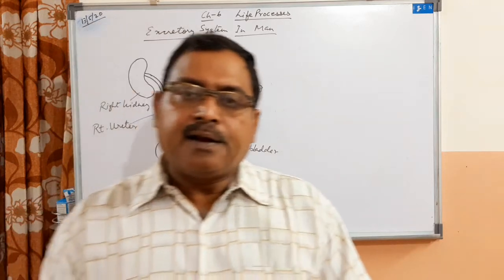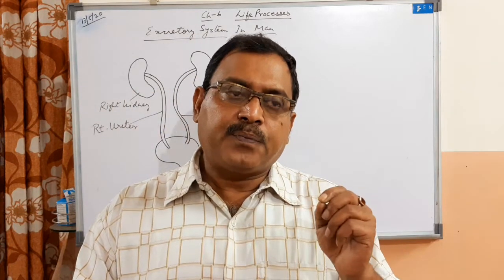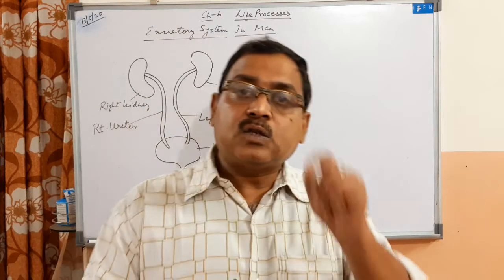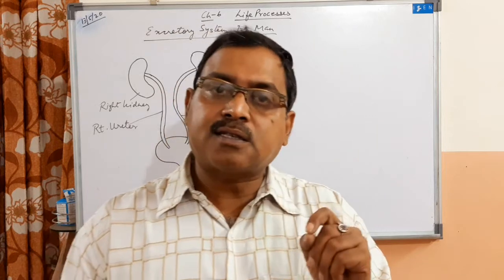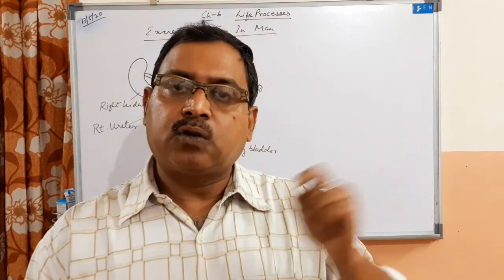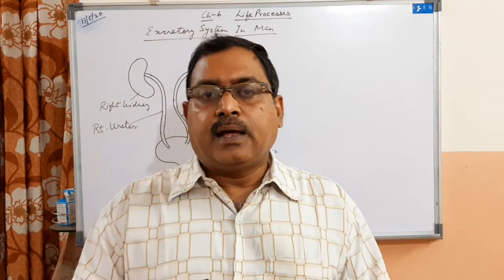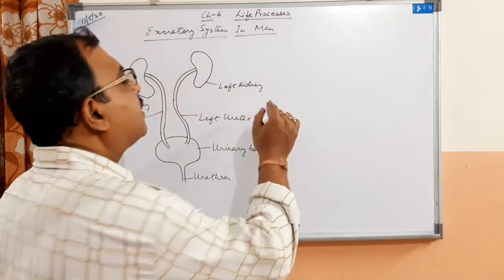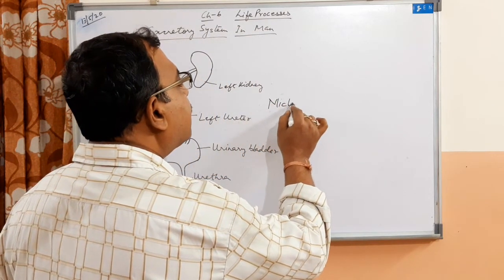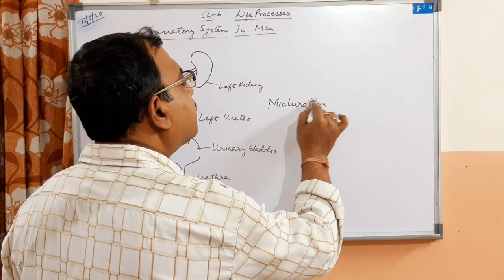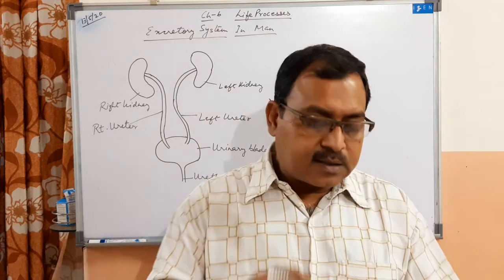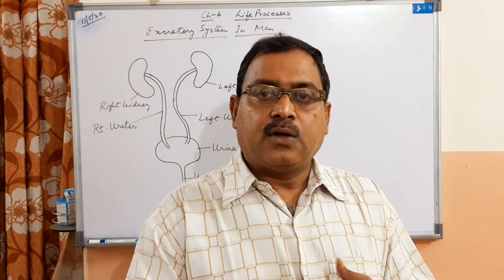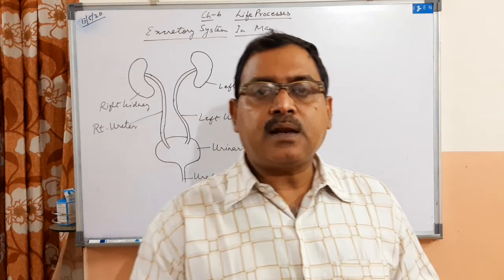Clear? Now at the junction of the urinary bladder and the urethra, there is one sphincter muscle which regulates the flow of urine through the urethra. The act of passing out urine is called micturition. Remember, the act of passing out urine is called micturition. Clear?